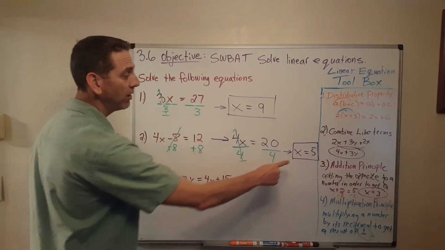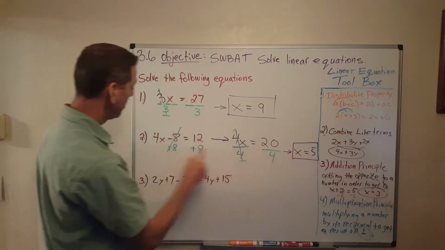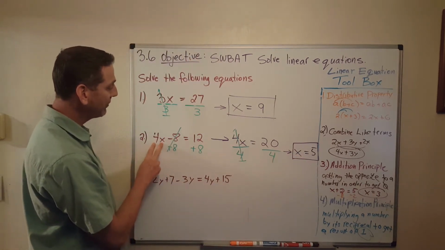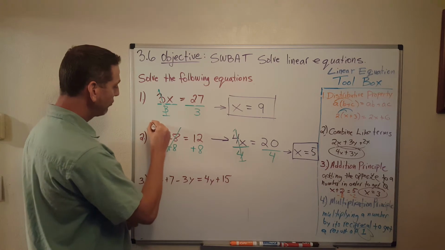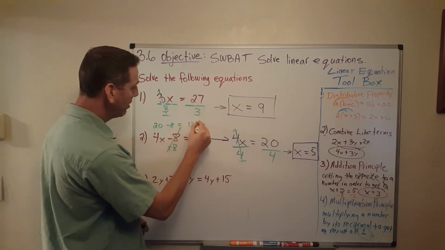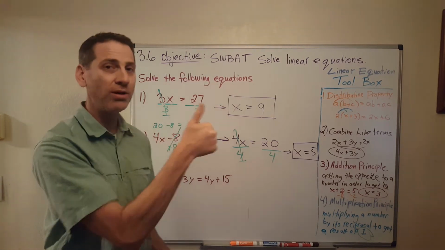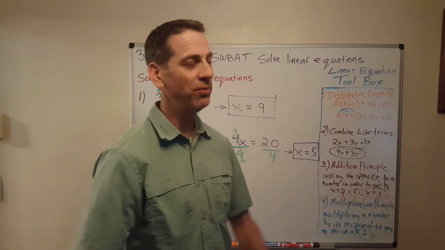Okay, let's take a look. X equals 5. Everywhere I see an x, I'm going to substitute a 5. Right there, so 4 times 5 is 20. Minus 8, does that equal 12? 20 minus 8 does equal 12. It checks out. I don't need any answer key.